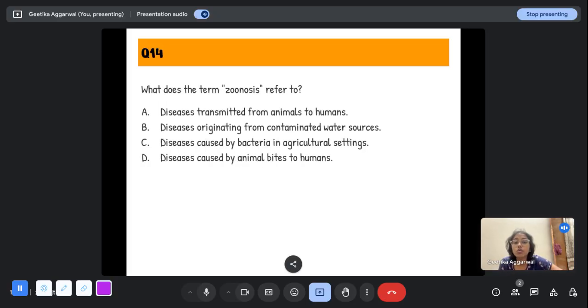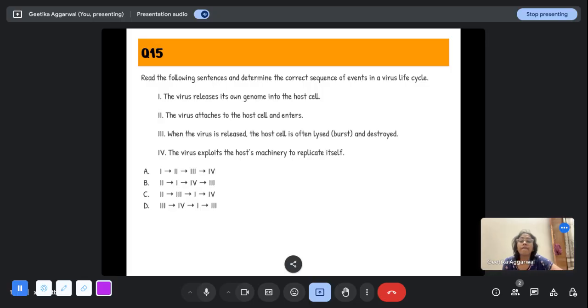What does the term zoonosis refer to? Is it diseases transmitted from animals to humans, diseases originating from contaminated water sources, caused by bacteria in agricultural settings, or diseases caused by animal bites to humans? So, what does zoonosis refer to? The correct answer to this is zoonosis refers to diseases being transmitted from animals to humans.